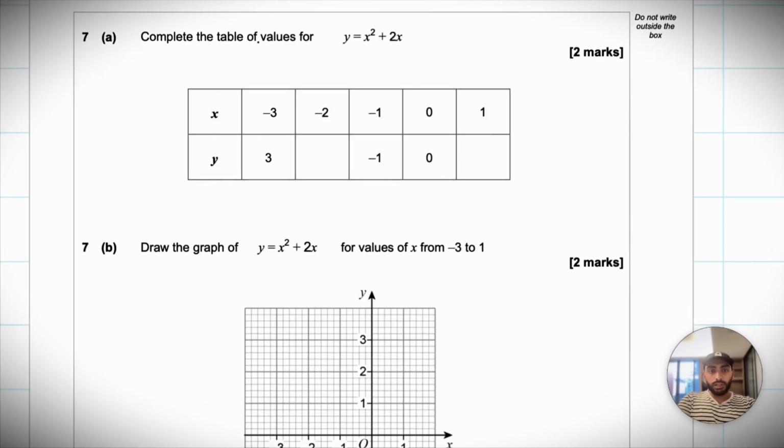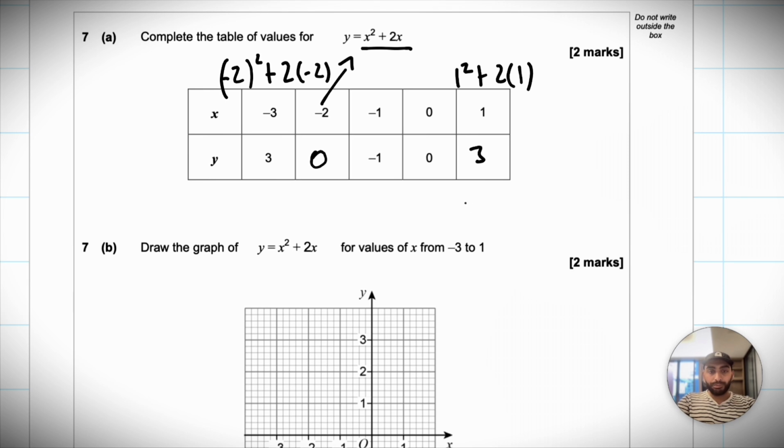Question 7a, complete the table of values for y equals x squared plus 2x. They've already done some of the values. I need to substitute these values into this equation. So first we'll do negative 2 in brackets squared plus 2 lots of negative 2. Negative 2 squared is 4, and 2 times negative 2 is minus 4. So 4 minus 4, which is 0. Then we've got 1 squared plus 2 lots of 1. 1 squared is 1 plus 2, which is 3.